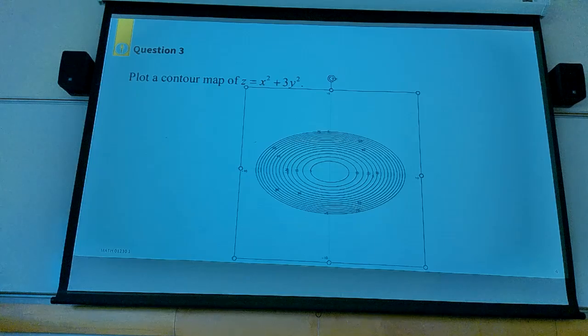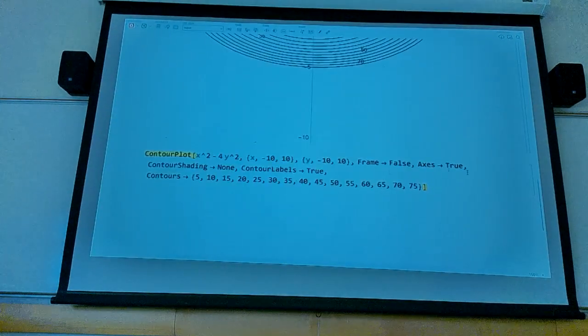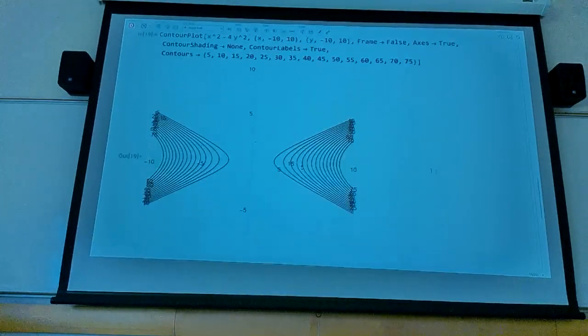So again, just have some fun with it. I'm going to do one more. This one's also a pretty interesting one. X squared minus 4y squared. I won't change anything else, I just want to see what I get. Okay. You put in the 0 as well.